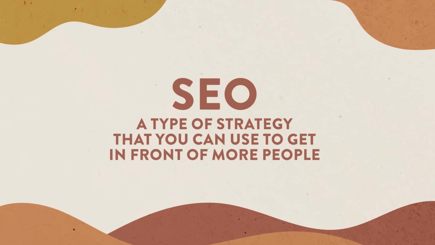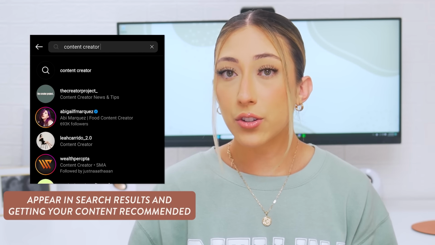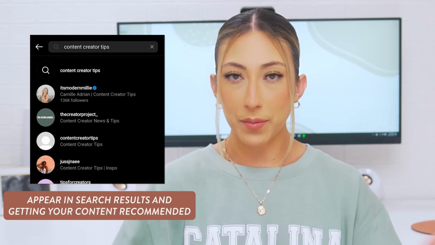So I'm going to explain it the way that I wish somebody explained it to me when I first started learning about this topic. SEO, basically a type of strategy that you can use to get in front of more people. And how do you get in front of those people? By trying to appear in search results and getting your content recommended to them. That's all SEO is. It's a strategy that you can use to get in front of more people.